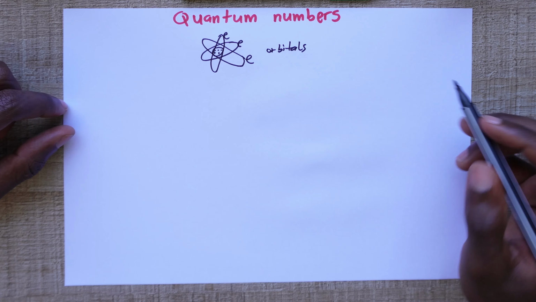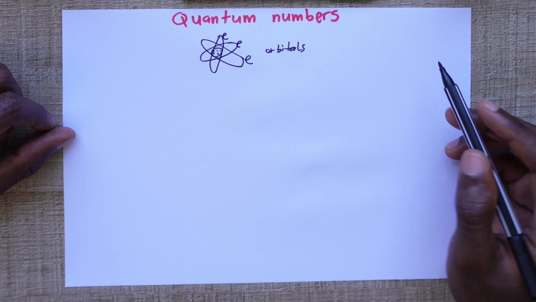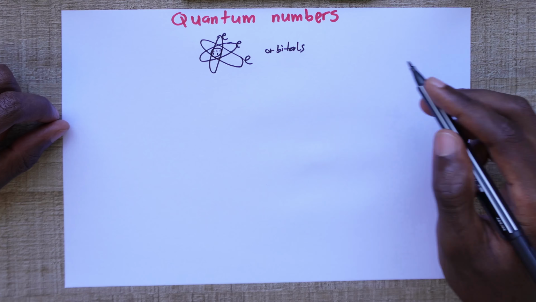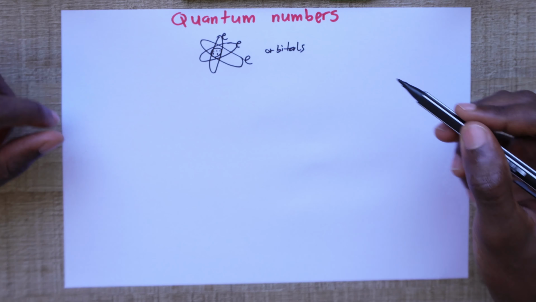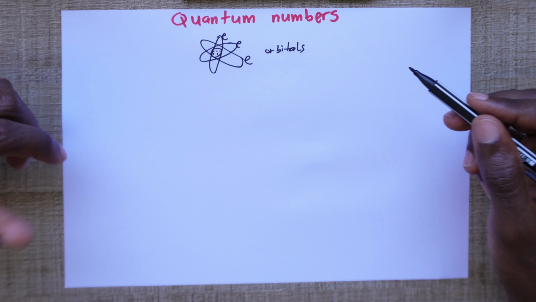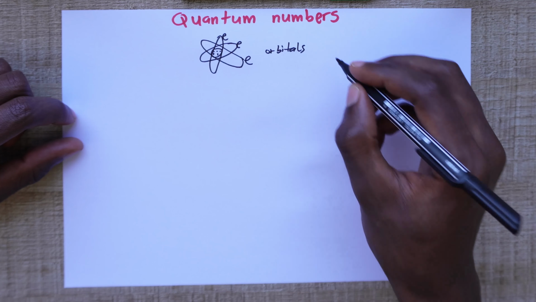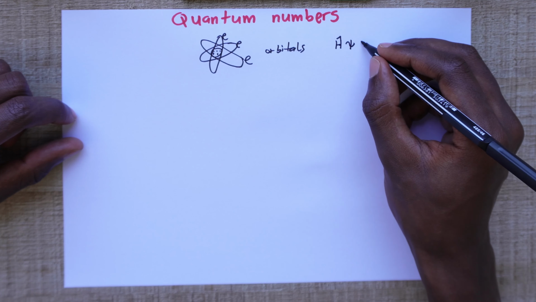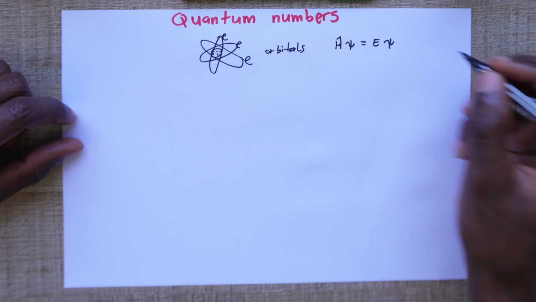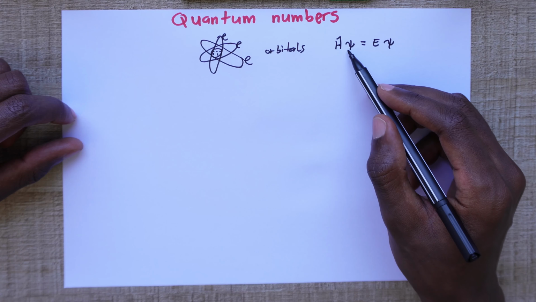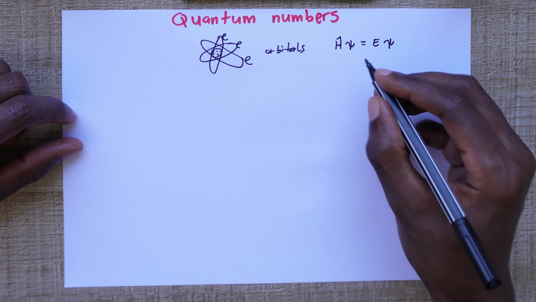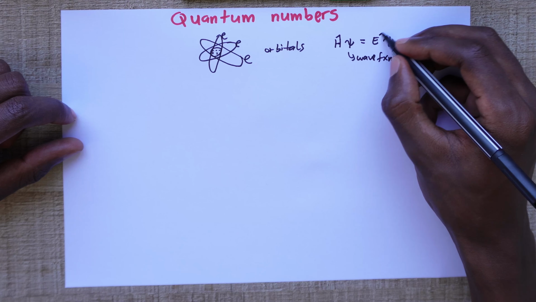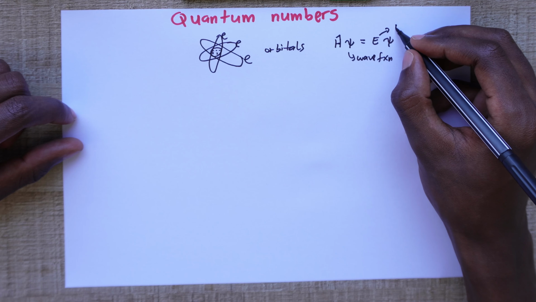The state of any electron in an atom is described by the Schrödinger wave equation, which relates the Hamiltonian of the system of the electron to its total energy. So usually that's written as H psi equals E psi, where H is the Hamiltonian, psi is the state or the wave function of the electron, and E is the total energy.